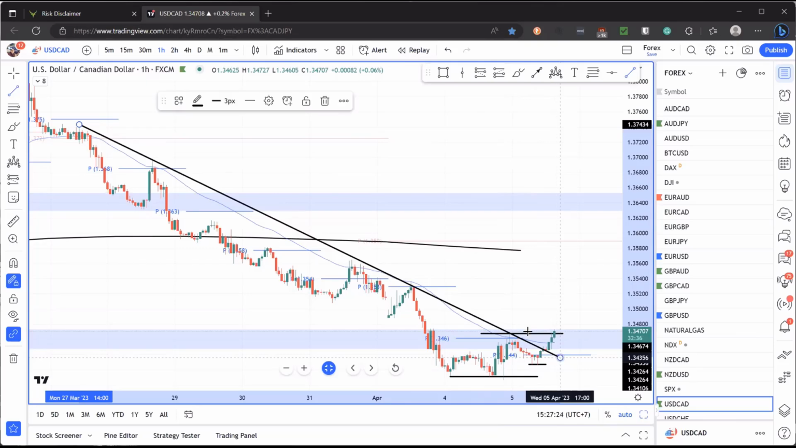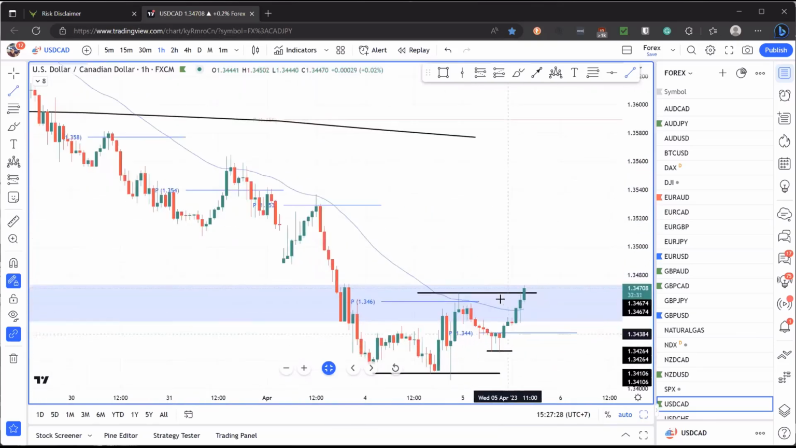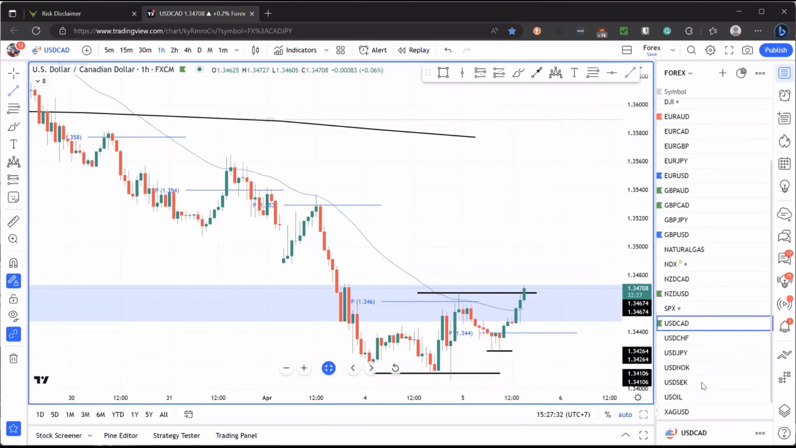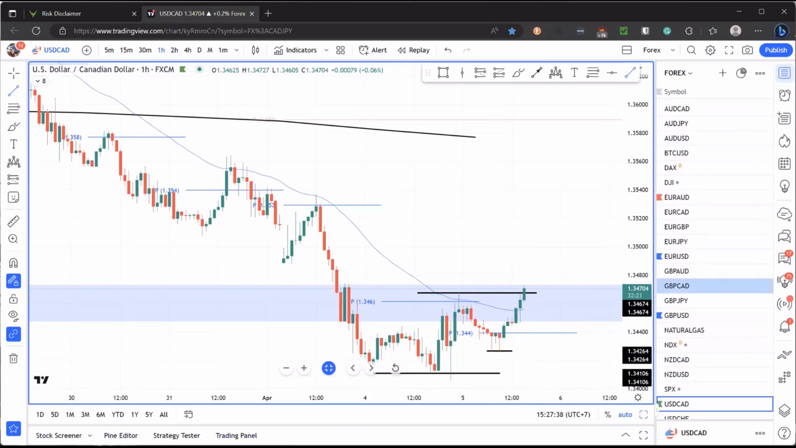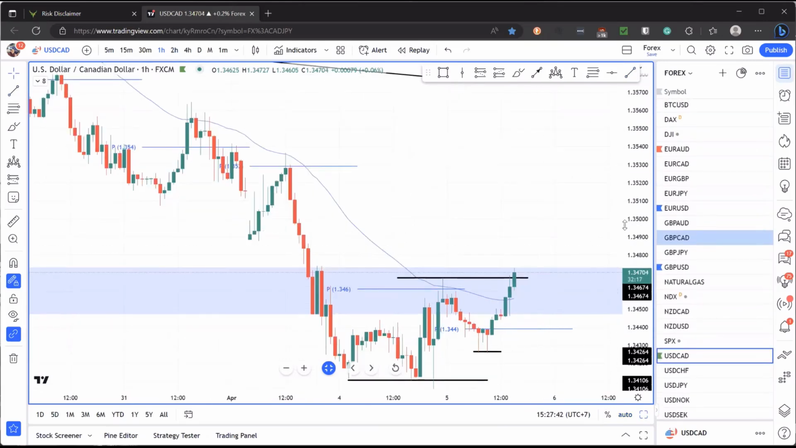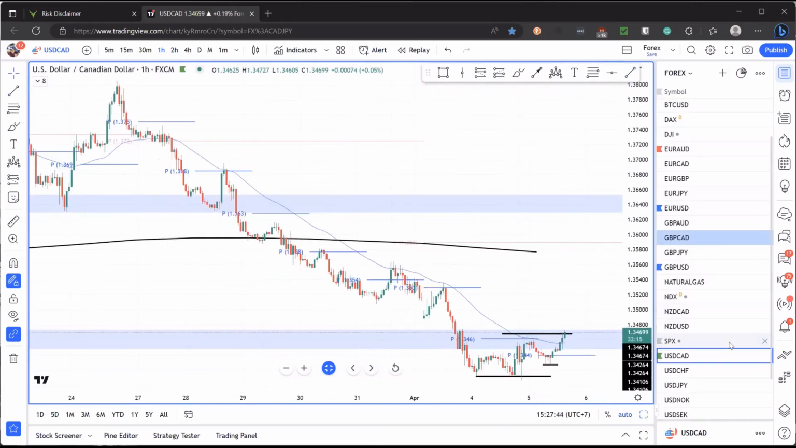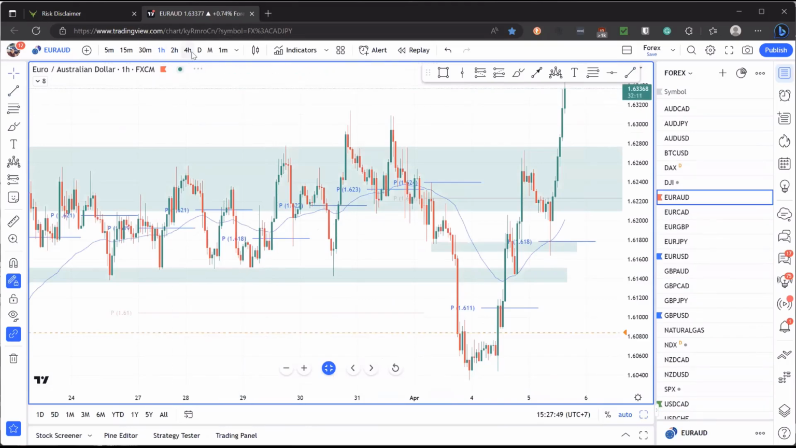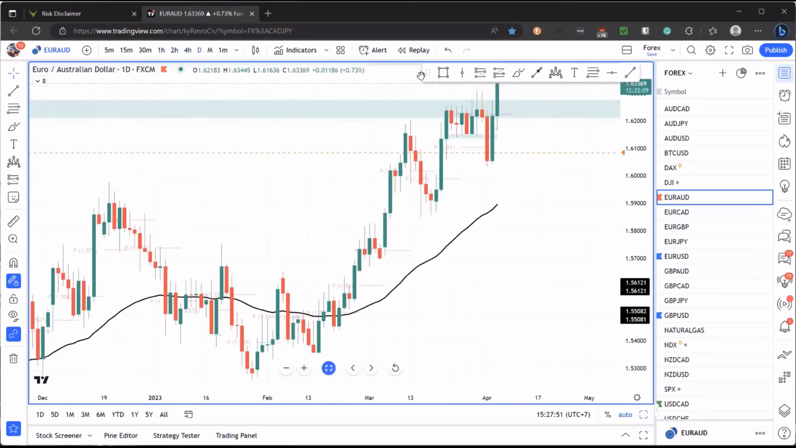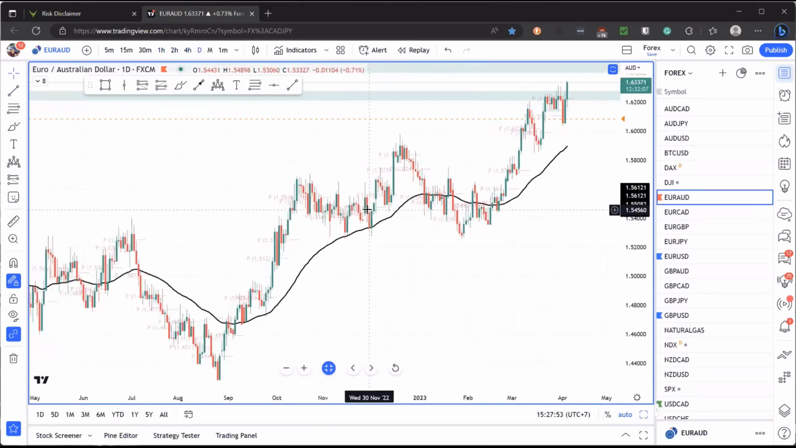We have the trend line here, but I'm not a huge trend line fan. But definitely an interesting one. That's definitely one to watch for today. Let me clear those. Definitely an interesting one. Okay, what else do we have? Euro Aussie. I'm looking at this one.